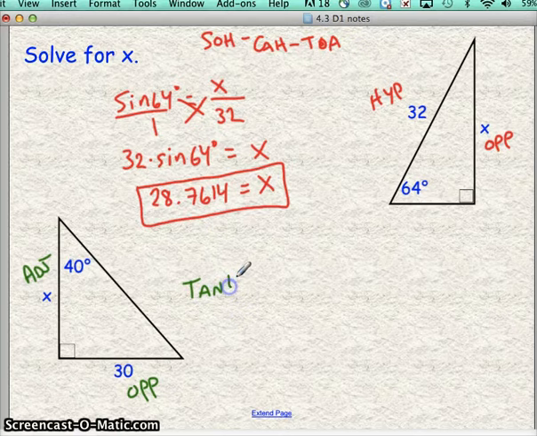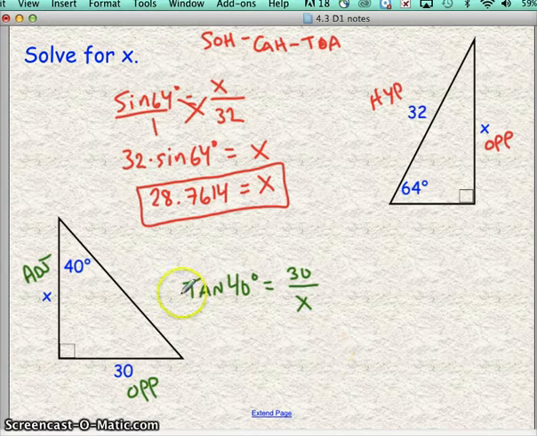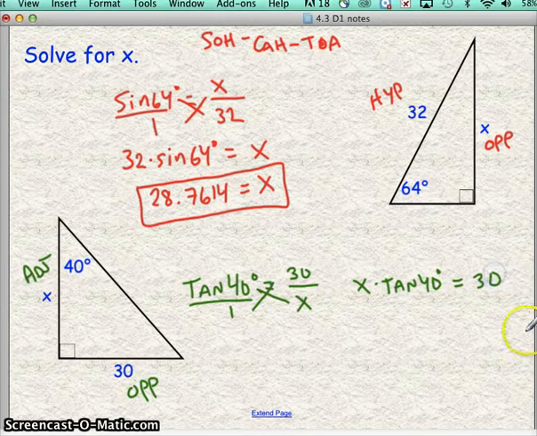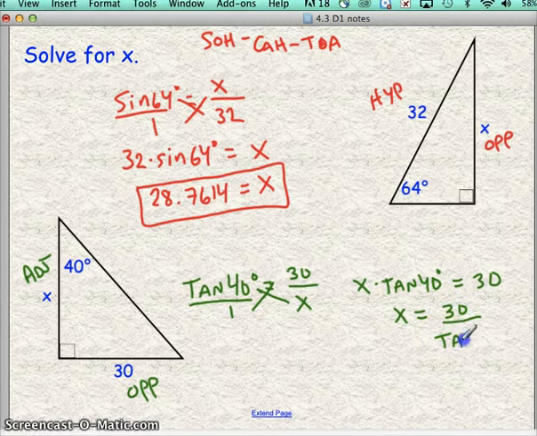So we're going to do tangent of 40 degrees equals the opposite side, which is 30, divided by the adjacent side, which is x. Now just be careful, because when you cross multiply this time, you're going to have x times tangent 40 degrees equals 30 times 1, which is 30. And if you want to get the x alone, you're going to have to divide 30 by the tangent of 40 degrees.